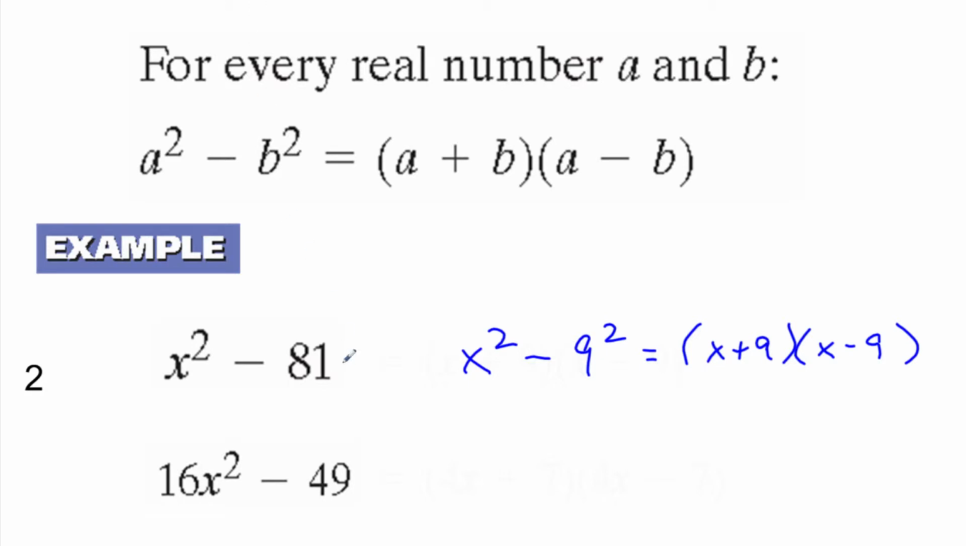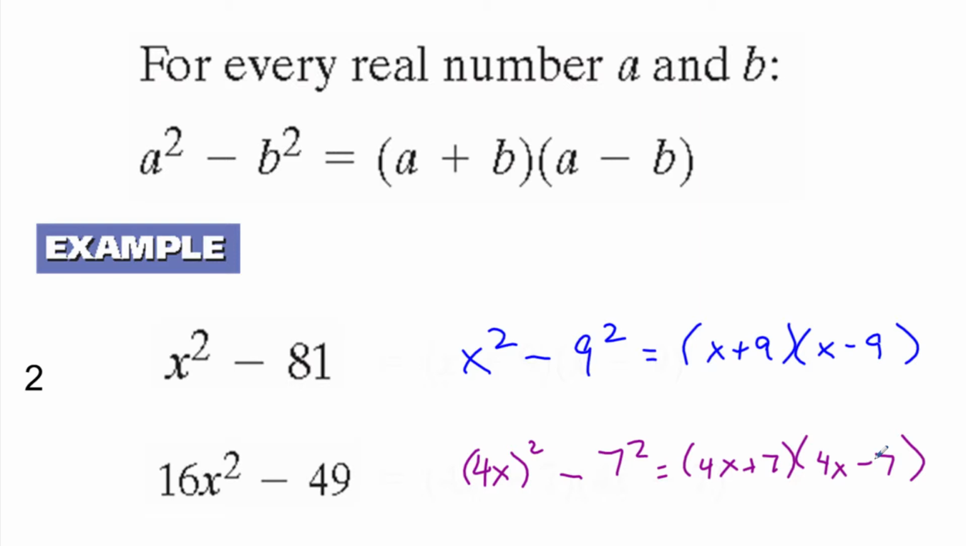If I look at the second example, I need to write this whole thing as something squared. So 16 is 4 times 4. And x squared is obviously x times x. So if I do 4x times 4x, I'm going to get 16x squared. And then 49 is 7 squared. I'm going to do the same thing. Whatever I squared, which in this case was just 4x, that whole thing is going to go up front of both expressions. And the 7 is going to go in the back of both expressions. The rule says I need a plus and a minus. That's the only way that I will get a negative 49.